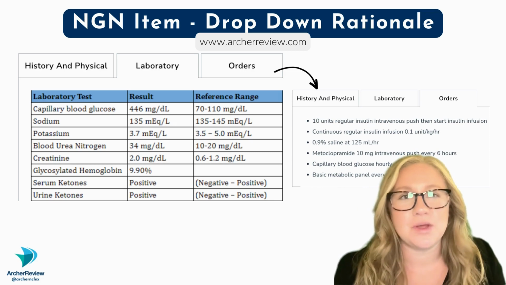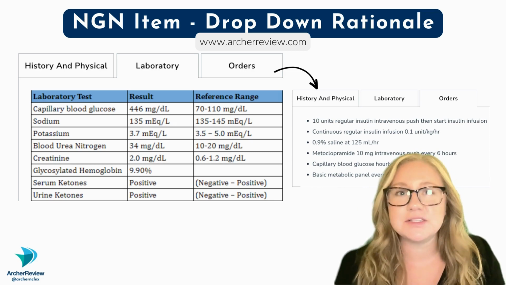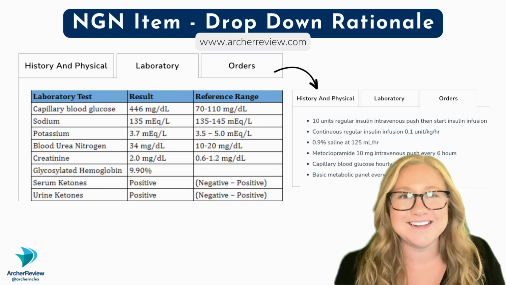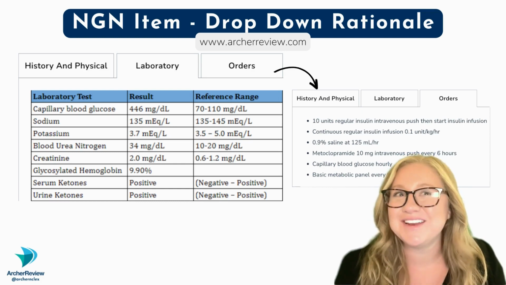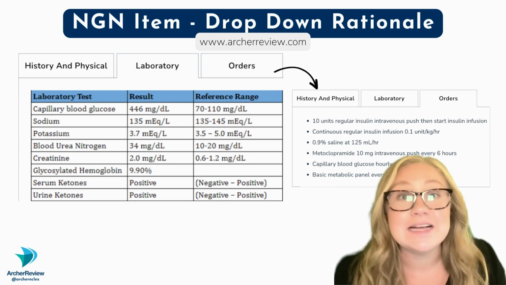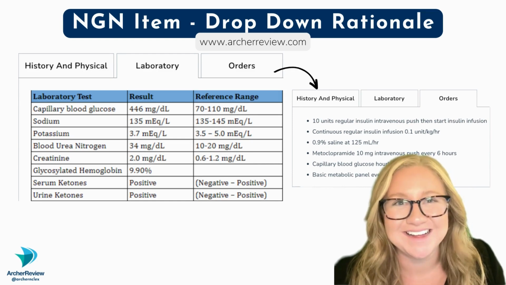That insulin is going to help move glucose into the cells and get that high capillary blood glucose down. That normal saline is an isotonic fluid to go into the vessels and stay in the vessels so that we prevent hypovolemic shock secondary to polyuria.